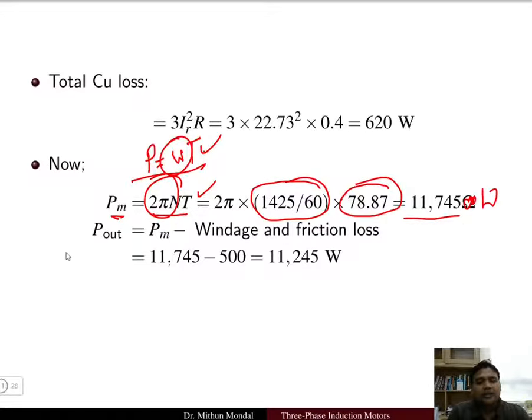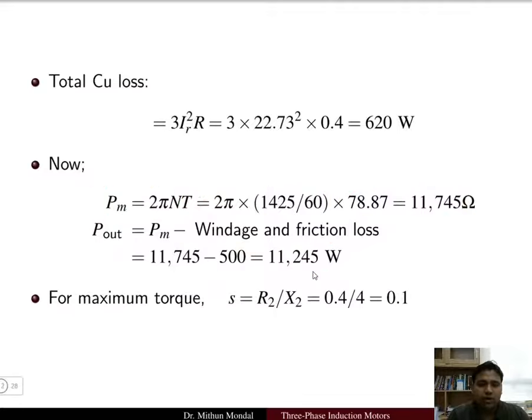And the output power is basically the gross mechanical power minus the total losses in the windage and the friction, which is given in the problem as 500 watt, and 11745 watt is basically the value of PM. So we get the output power as 11245 watt.